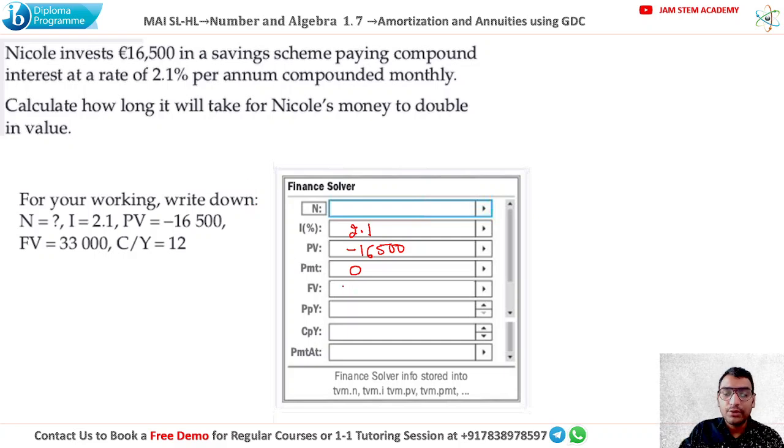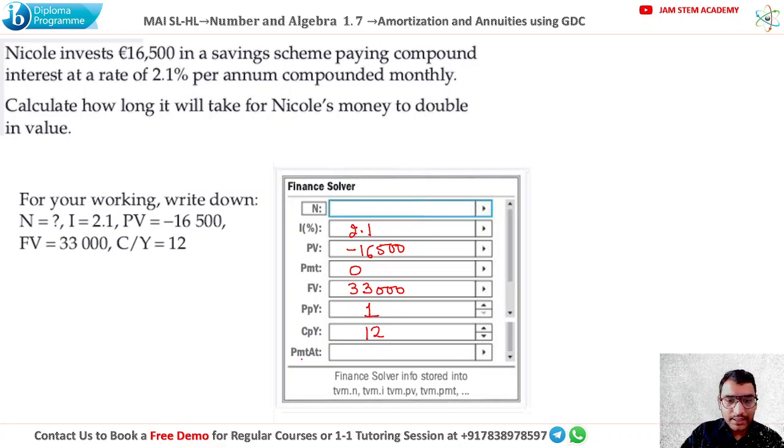Future value. We want our money to get double. So what is that? 33,000, double of 16,500. It is positive. Why? Because we are going to get this value at the end. Payments per year. How many payments are you making per year? You are just making one payment only. Okay. After that, compounding per year, it is 12.